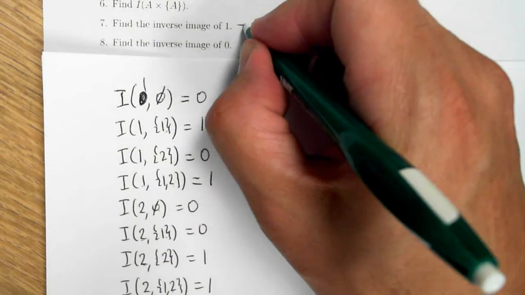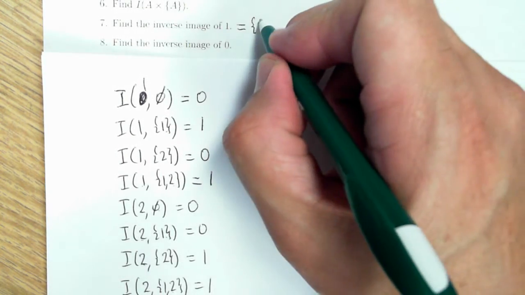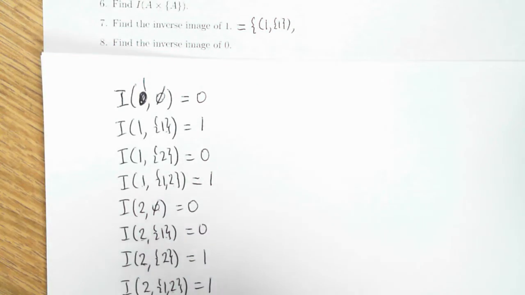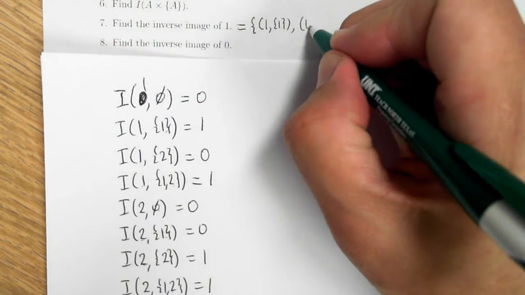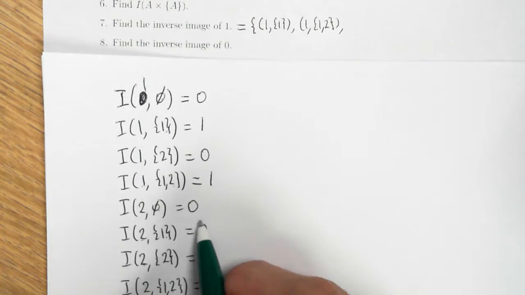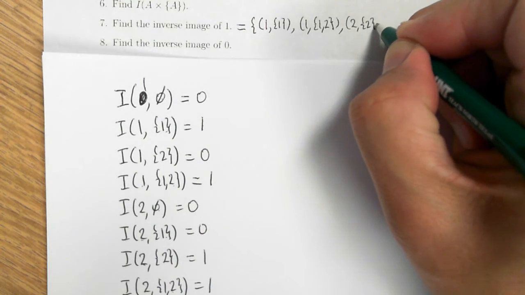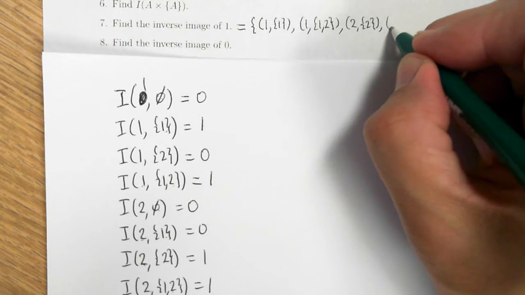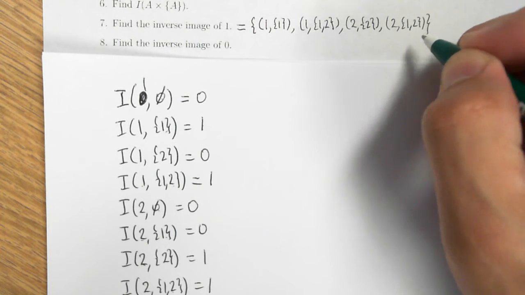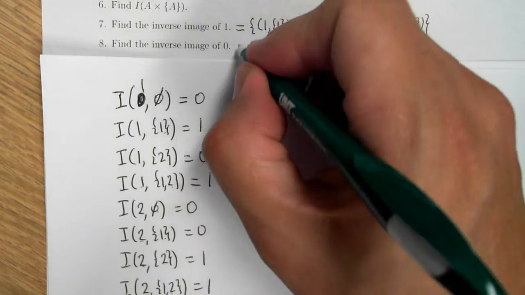So the inverse image of 1 would be the set of all things that map to 1. So if I list them all out, (1, set containing 1), that's one thing in the domain. (1, set containing 1 and 2). Then (2, set containing 2). And then finally (2, set containing 1 and 2). So those are the 4 things in the domain that map to 1.